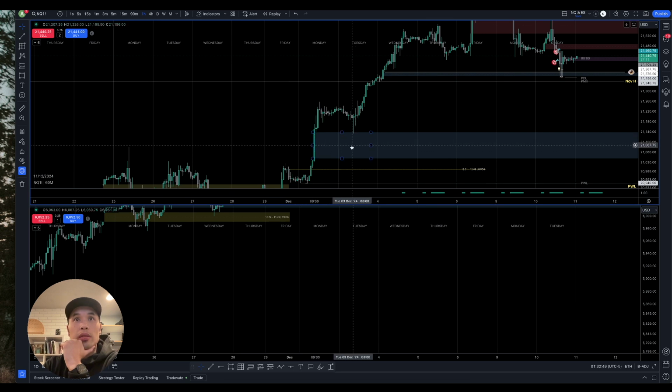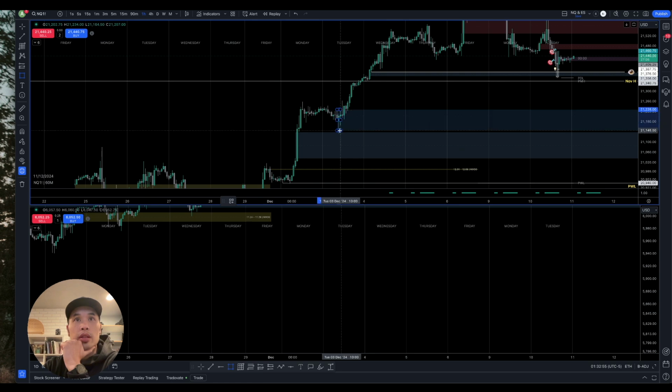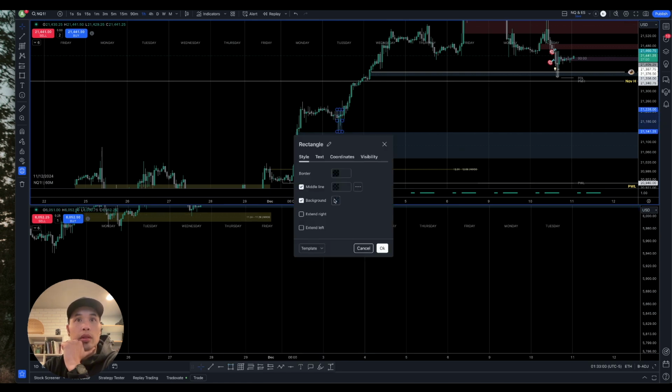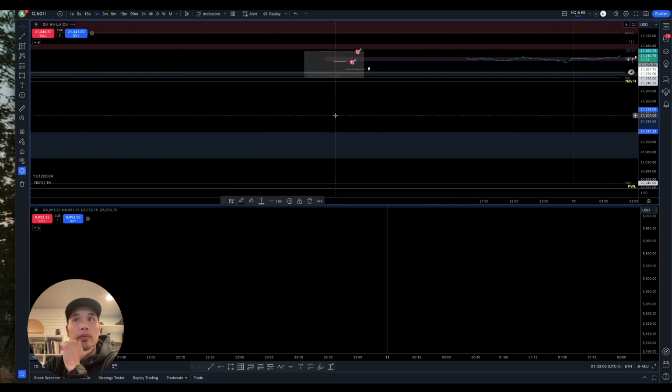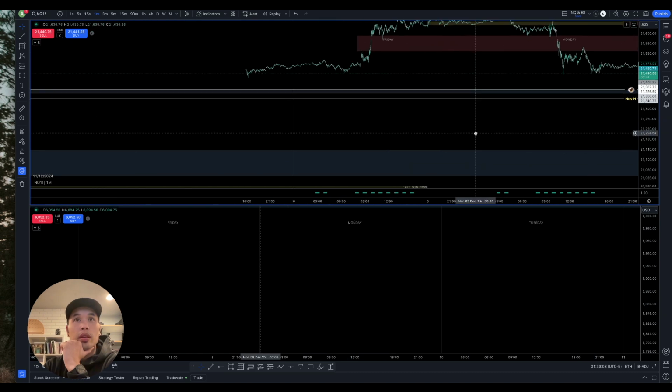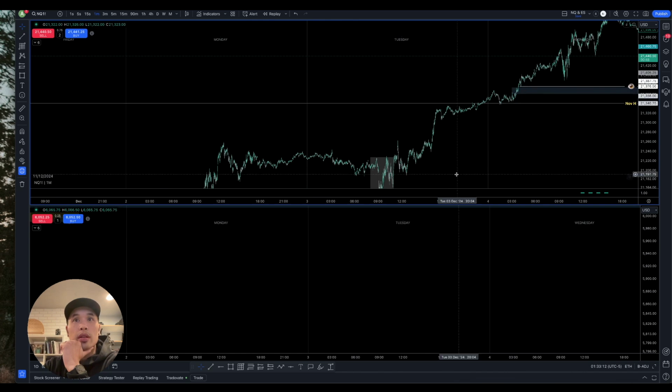8 o'clock candle. Monday, 9 o'clock, we open up. And let's see what happens in this piece of price action. And look at the market maker buy model here. Zoom into the 1 minute. Hopefully I don't get lost like last time. There we go. Okay, so there's the price action.